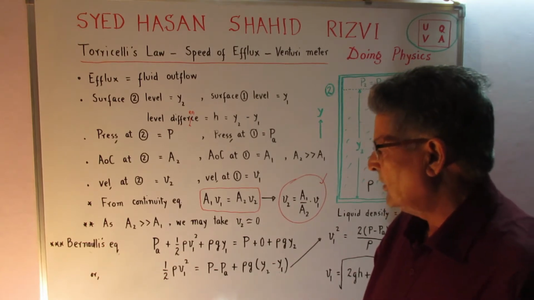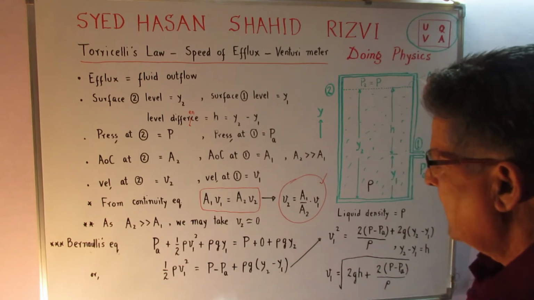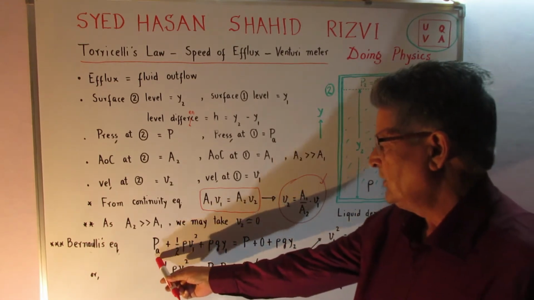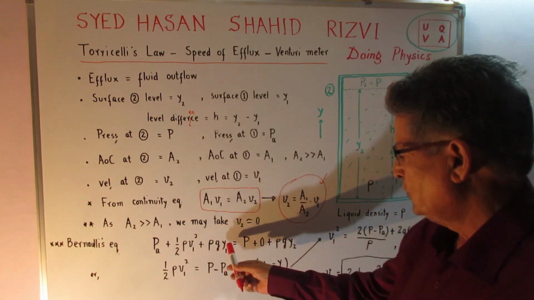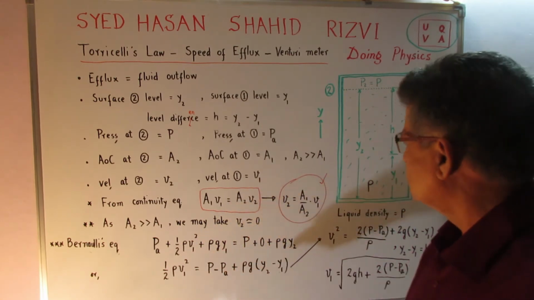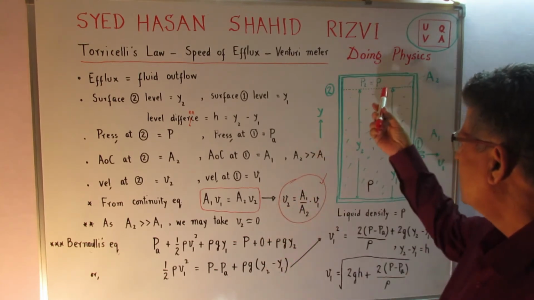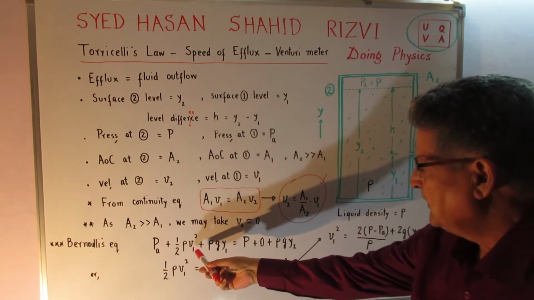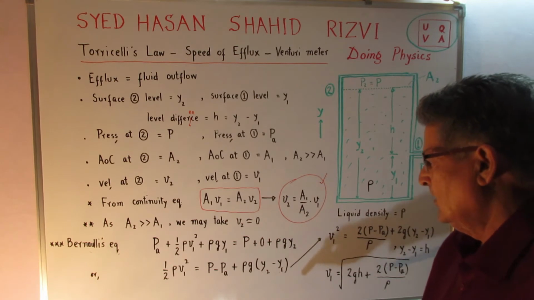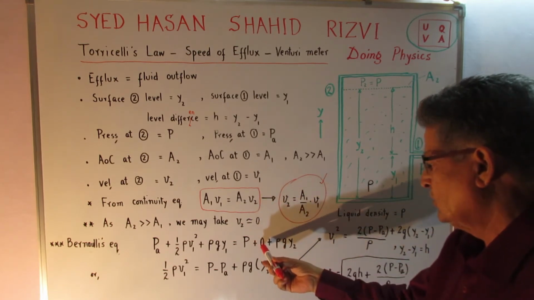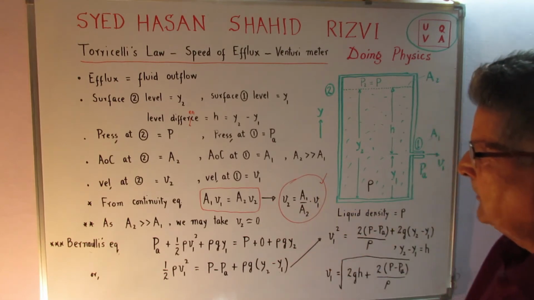If I write Bernoulli's equation at level 1 and level 2 respectively, I find that the pressure is PA plus half rho V1 square plus rho G Y1 is equal to P, the pressure over here at level 2, plus half rho V2 square, which is taken as equal to 0 because the velocity V2 has been taken as equal to 0, plus rho G Y2.